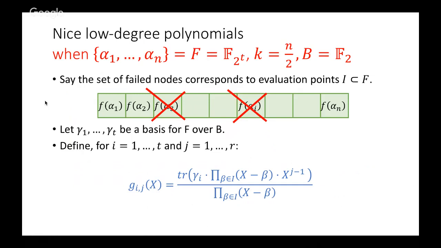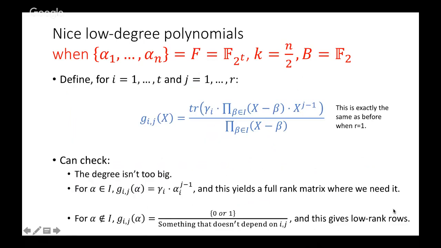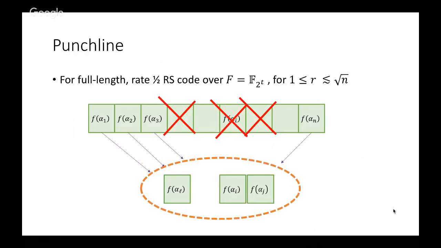But basically, we can generalize the polynomials that we came up with before, those GIs. We can generalize them to multiple failures just by making them a little bit fancier. So it has the same basic form. I've just made what shows up here a little bit fancier. And we can check that this satisfies the requirements that we need.